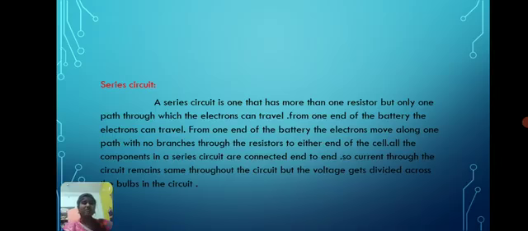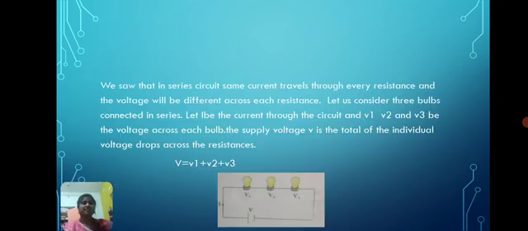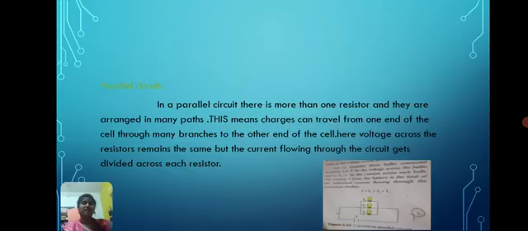So the current through the circuit remains the same throughout the circuit, but the voltage gets divided across the bulbs in the circuit. In a series circuit, the same current travels through every resistance and the voltage is different across each resistance. Let us consider three bulbs connected in series. Let I be the current through the circuit, and V1, V2, V3 be the voltage across each bulb. The supply voltage V is the total of the individual voltage drops across the resistances. V equals V1 plus V2 plus V3.